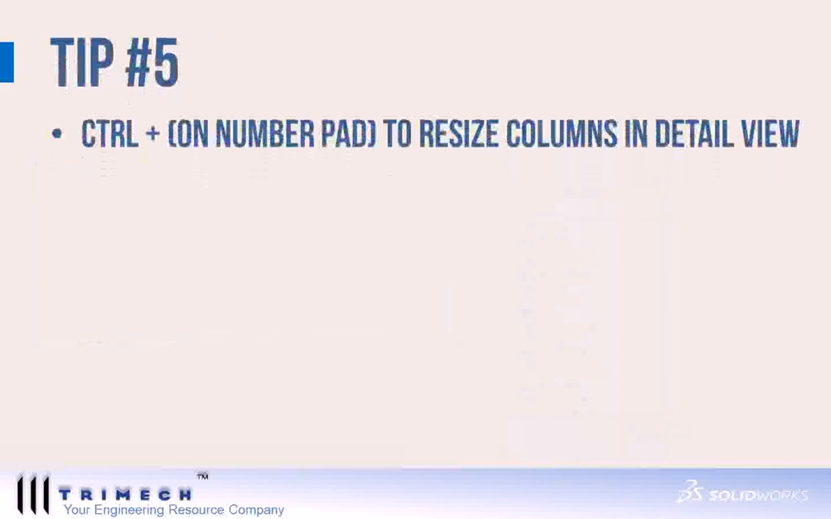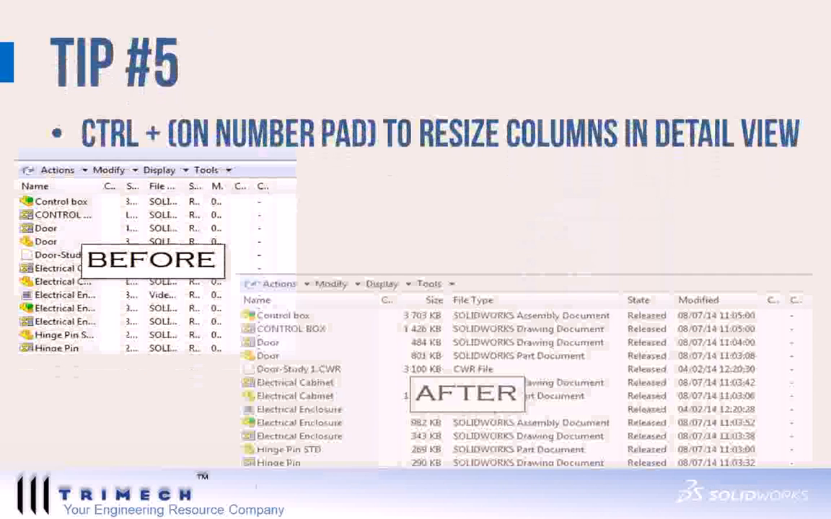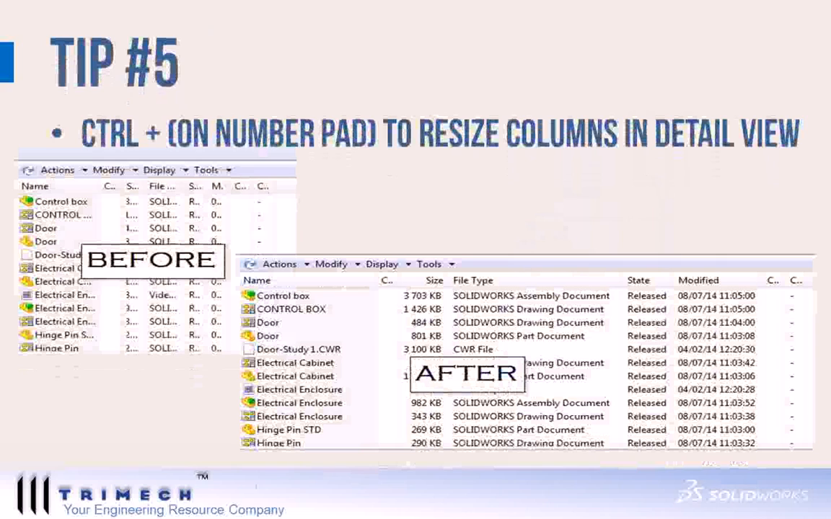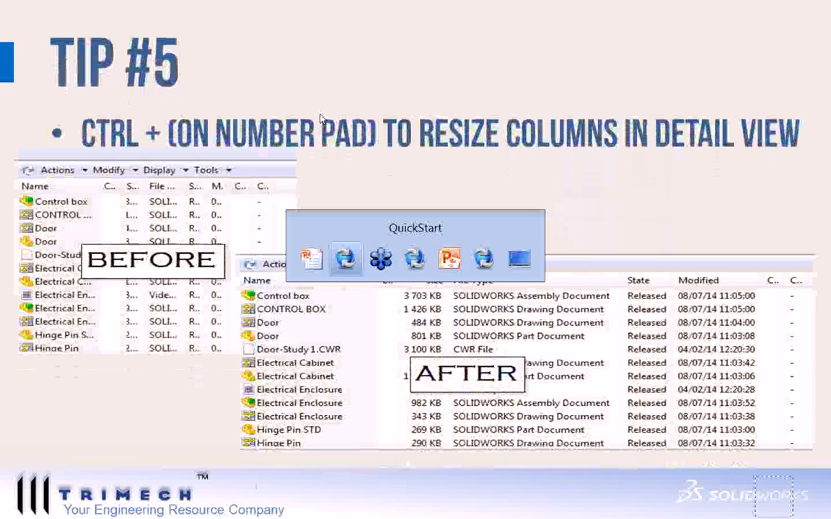Tip number 5, resizing the columns in the detail view by using the control key and the plus sign key. That's CTRL and the plus sign. Holding down control and clicking the plus sign on the number pad will resize the column in the detail view. So the before and after here, all of the columns are kind of squished up. We can't really read what's going on for the information. Clicking control and the plus sign on the number pad gives us the resizing of the columns. And this is Windows functionality, so you may or may not be familiar with this.